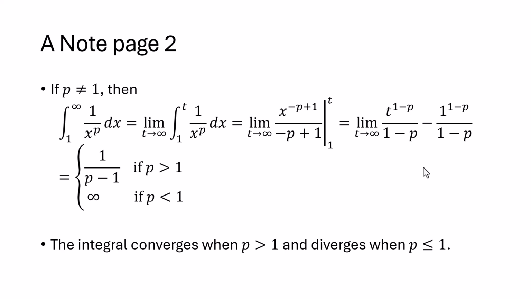But when p is less than 1, that means 1 minus p will have a positive value, and that means t will be raised to a positive power, and as t approaches infinity, the entire ratio will approach infinity as well. So the integral will converge when p is greater than 1, and it will diverge when p is less than 1. And we've already established that when p equals 1, it also diverges. So we have our conclusion. The integral converges when p is greater than 1 and diverges when p is less than or equal to 1.